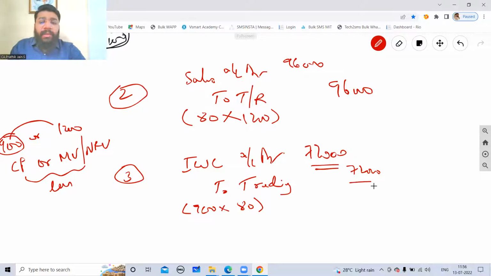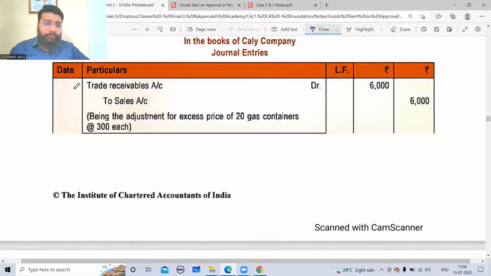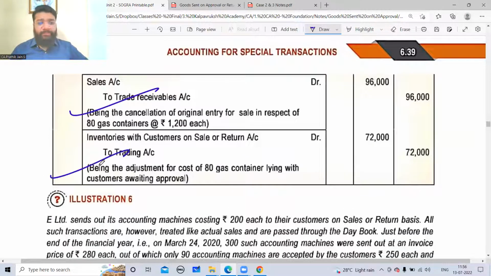So 900 into 80 containers, which are not being accepted or rejected. For that, I will record the inventory with customer account. Only 3 entries will come, guys. Only 3 entries will come. First entry, second entry, third entry.